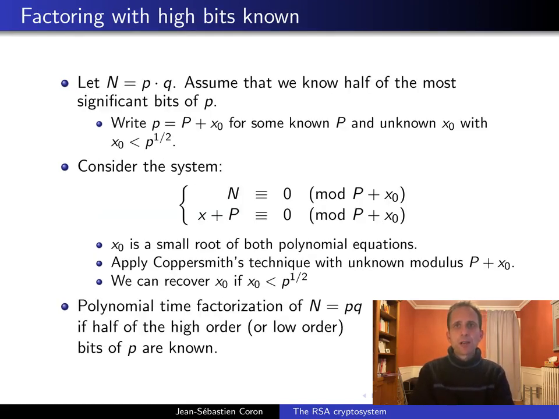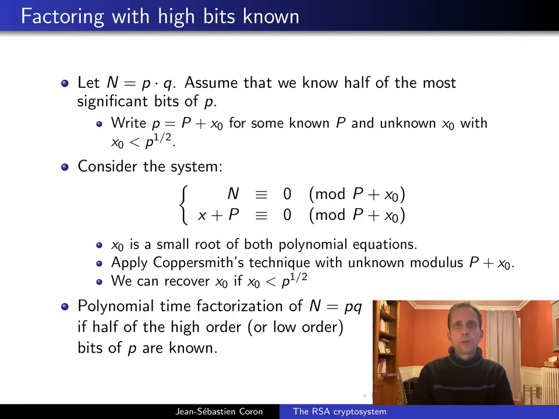So now I'm going to describe yet another application of Coppersmith's theorem. We are going to see that we can factor an RSA modulus if we know some of the bits of one of the prime factors. So we assume that we know half of the most significant bits of p. Then we are going to see that we can recover the factorization of n, recover p and q, in polynomial time.